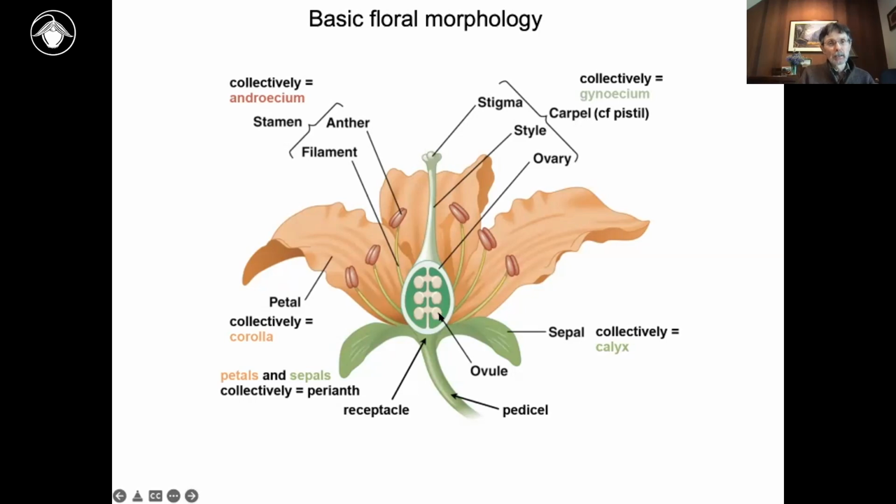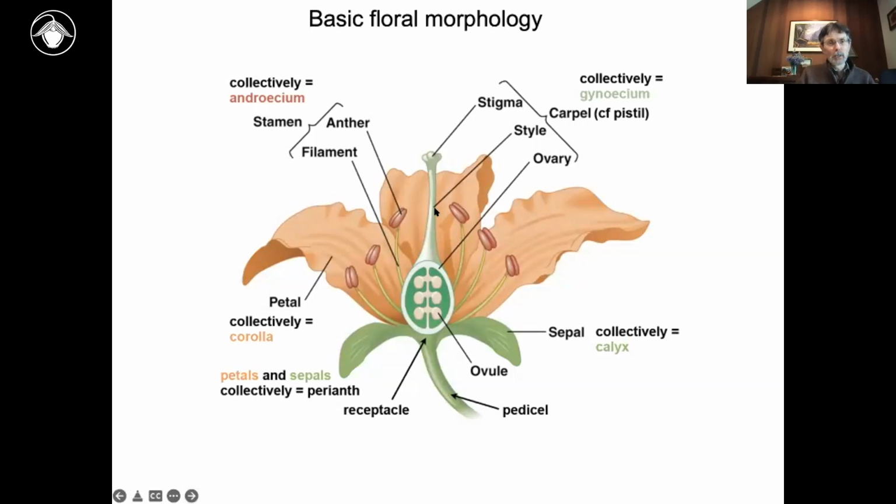And so if we look at the anthers taken together, the stamens collectively, all the stamens of a flower, they're collectively called the androecium. And in the case of the carpels, all of those taken together are collectively called the gynoecium. So this just refers to the male parts and the female parts of the flower.